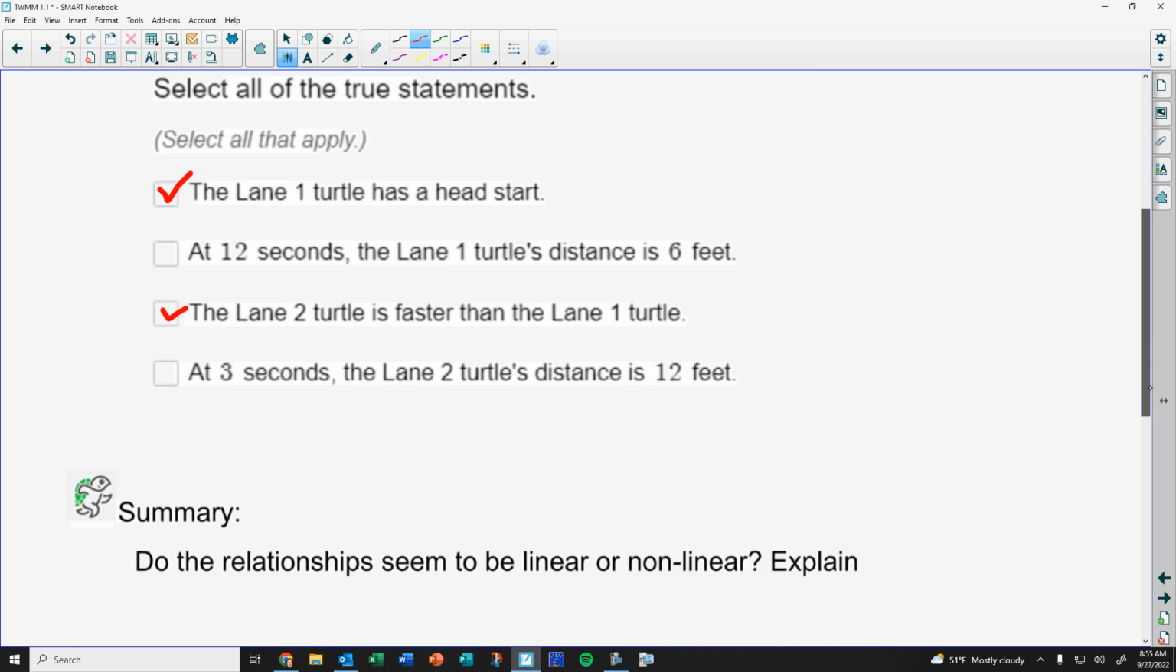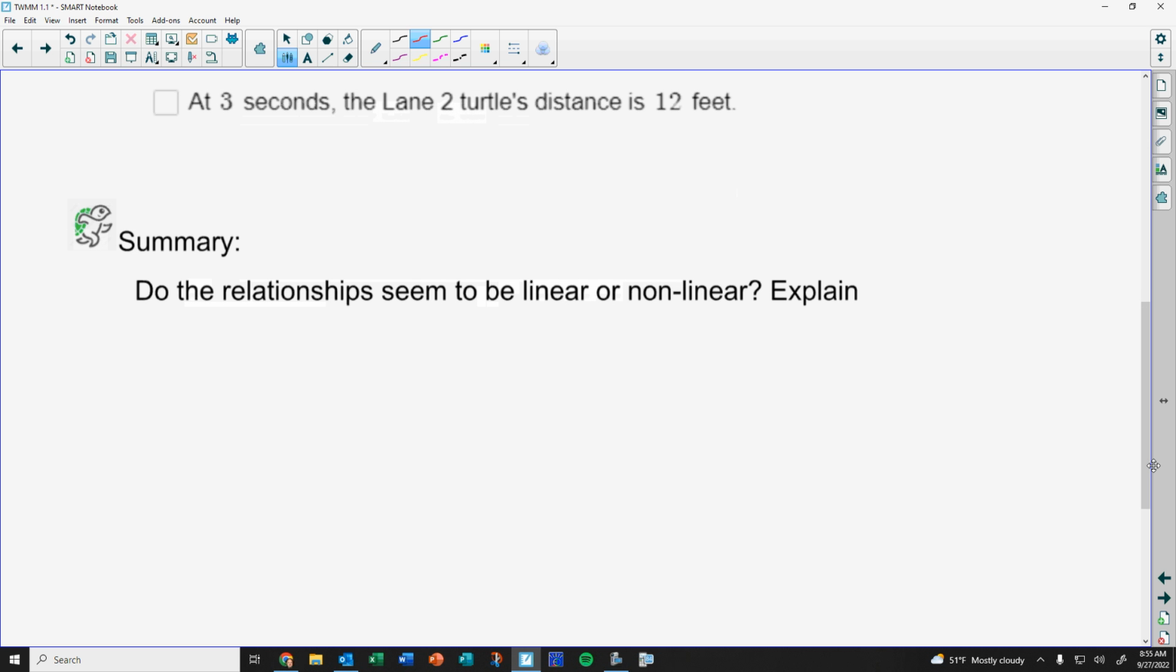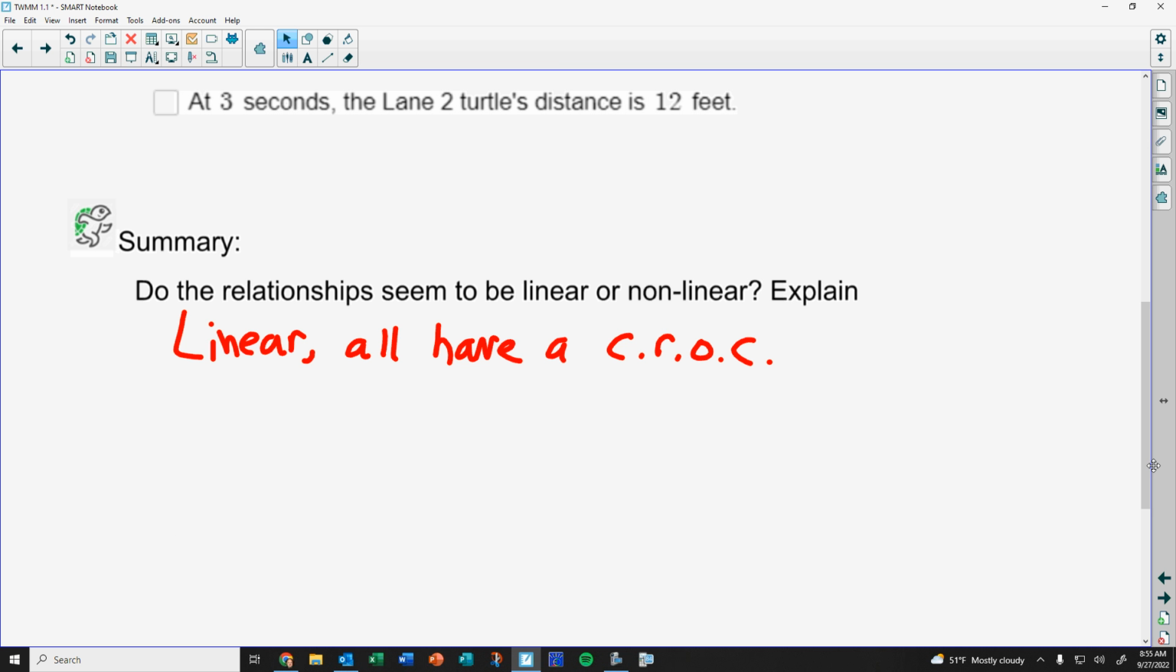So summarize. I know time's almost up here. So do the relations seem to be linear or nonlinear? What do you say? Well, they're actually all linear. Why are they all linear? Because they all have a constant rate of change. Even though lane 1 was slower, they went 1 foot per second, right? That's a constant rate of change. They just started somewhere different. Lane 2 went a little faster. Lane 3 was a little faster than lane 1, but they all traveled at the same rate per second. So these are all examples of a linear model.